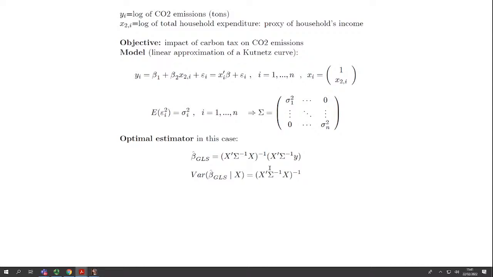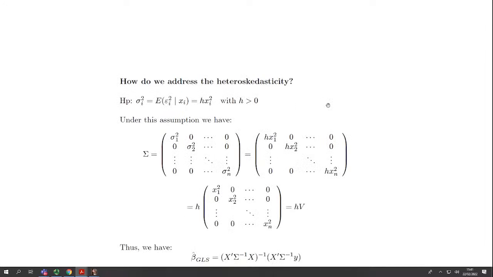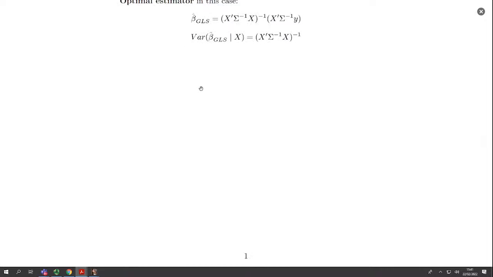Now I want to say something more. I want to attempt to model the heteroscedasticity I have in my data set of Italian households. So how do we model the heteroscedasticity? Let me consider the following assumption. I make the following hypothesis: the variance of the error term of household i depends on the second regressor, in particular on total expenditure.